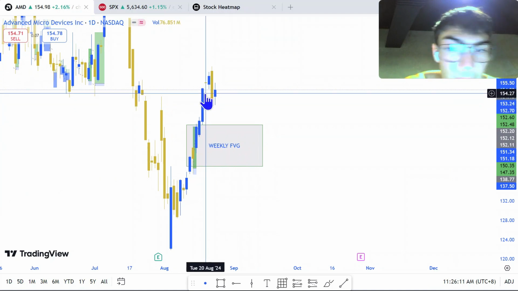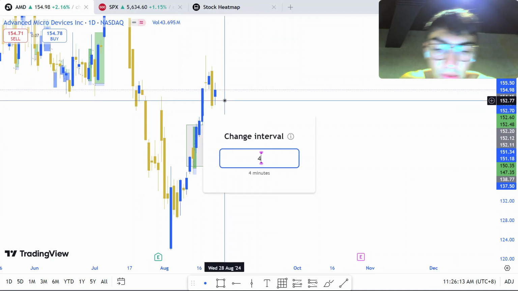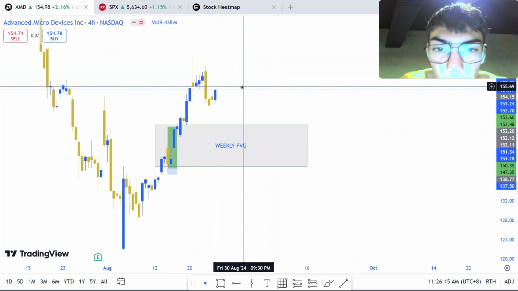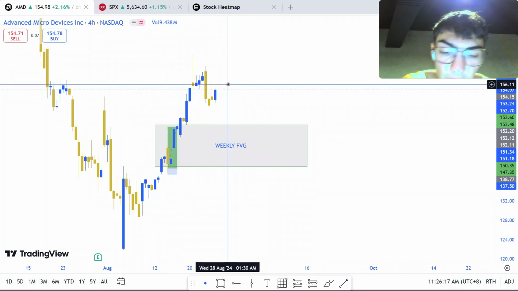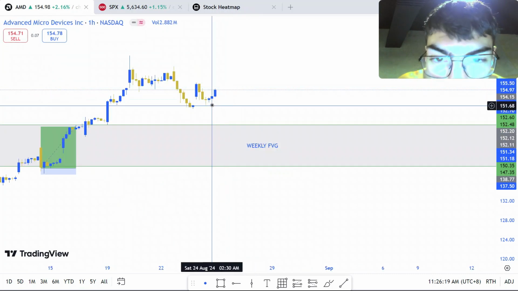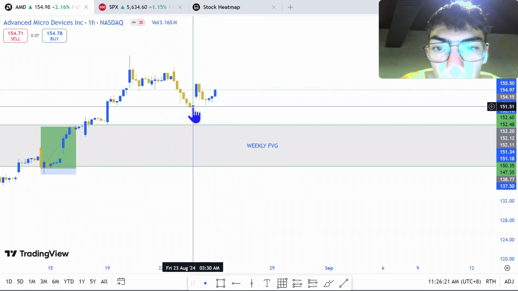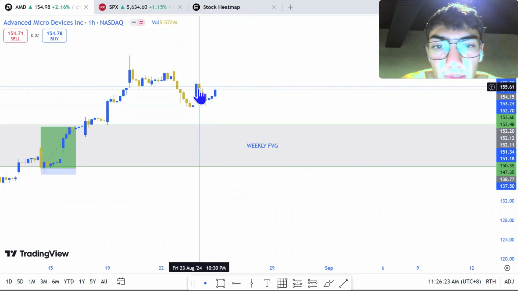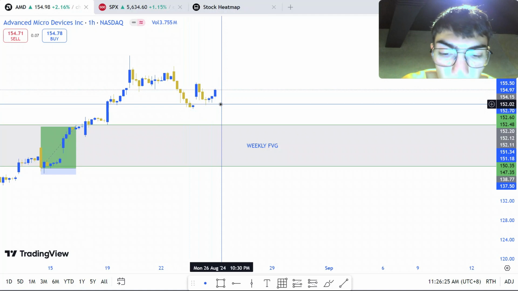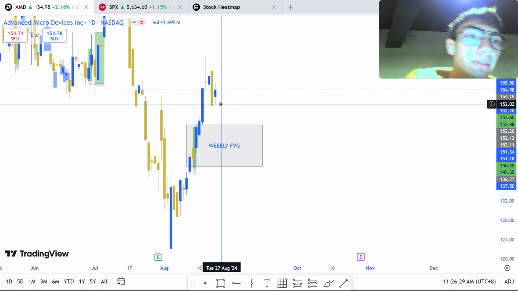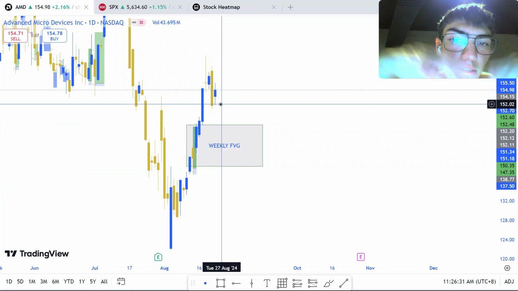Boom, daily is bearish. We are looking for shorts. Daily break of structure right there. 4 hour break of structure again. 1 hour broke structure, and then it gapped up, filled the gap. Now it's not doing anything. What would I do? Wait for a 15-minute break of structure to the downside. Take profit at the weekly fair value gap.